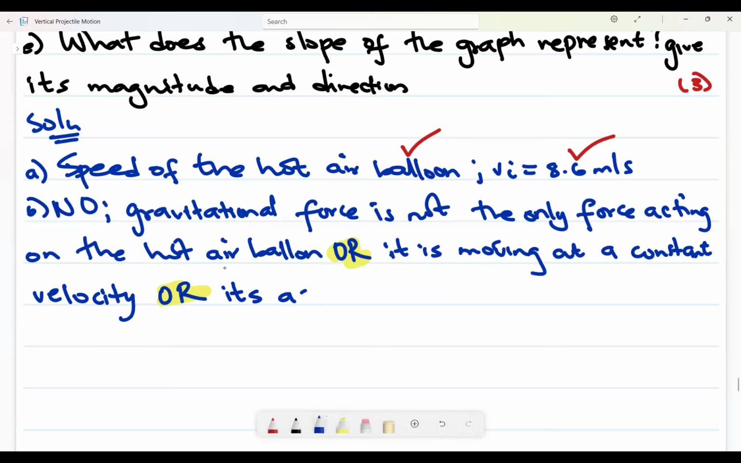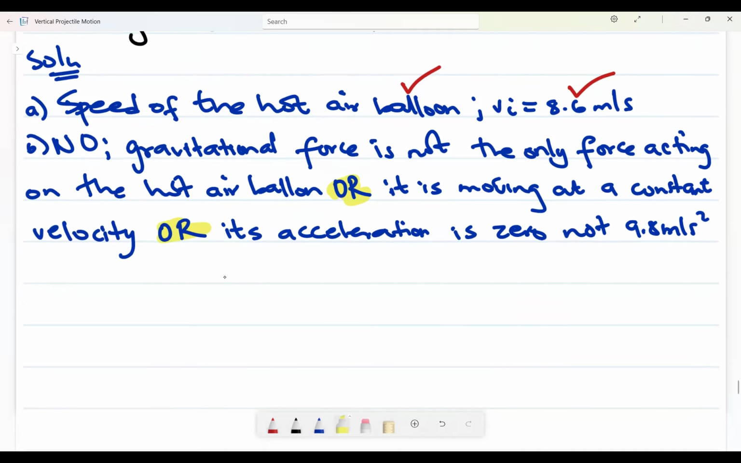Its acceleration is zero, not 9.8 meters per second squared. Remember, if it is moving under free fall, the acceleration is 9.8 meters per second squared. But now in this case, the acceleration is zero. Why are we saying the acceleration is zero? It is because it is moving at a constant velocity. Okay, yes.